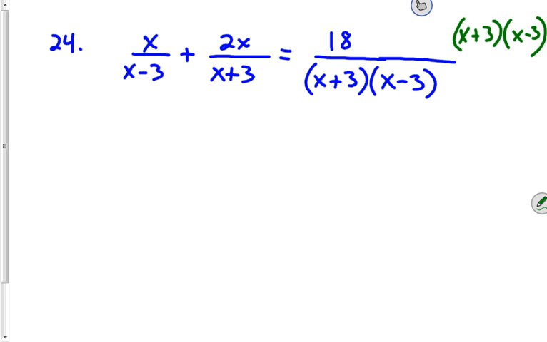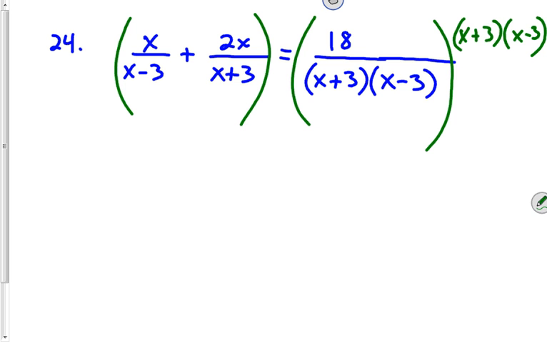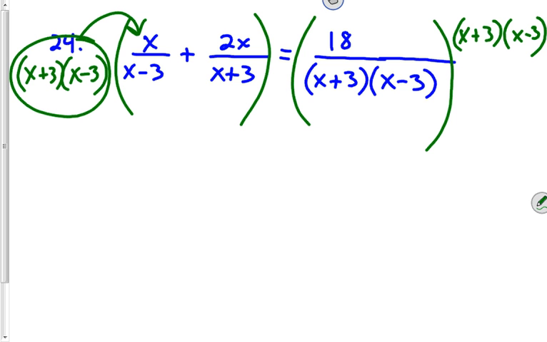So I have that multiplying by this. And then I'm going to multiply this whole side by that as well. Now, on the left side, I'm going to have to do some distribution. I need to take this and multiply it by this rational expression and by this rational expression.